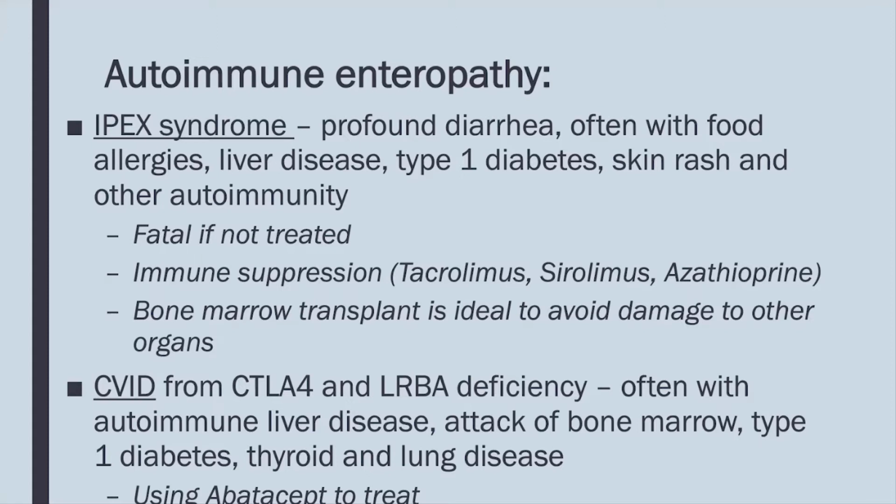Another condition that can lead to autoimmune enteropathy is CVID, or common variable immune deficiency. Some genetic examples that can lead to CVID are mutations in a gene called CTLA4 and another called LRBA. Basically, both of these will result in an autoimmune condition that can affect the liver, it can attack the bone marrow, it can also result in type 1 diabetes, can result in thyroid and lung disease, and of course result in an autoimmune enteropathy.